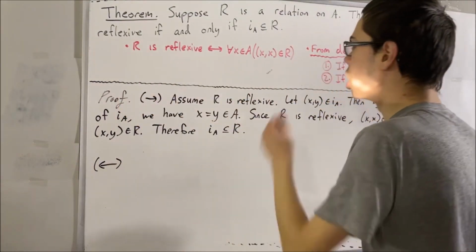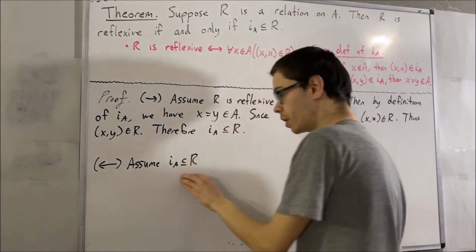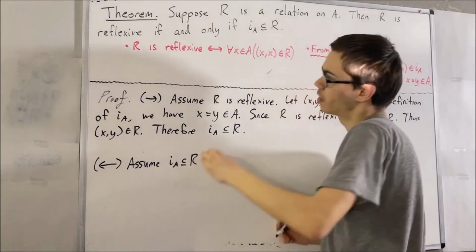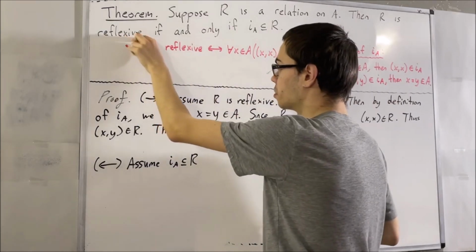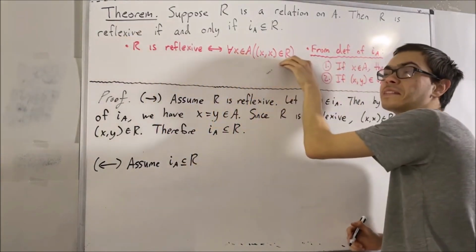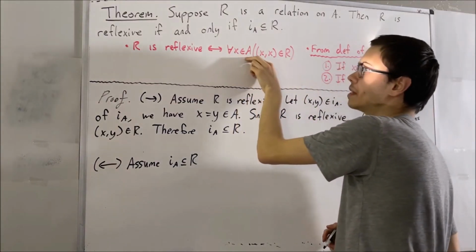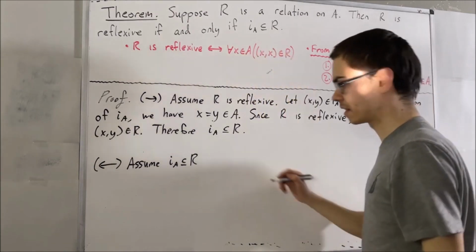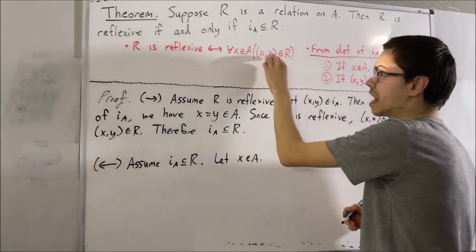To do so, assume this is true. So really, we're assuming that everything in this set is also in this set. And our whole goal is to deduce that R is reflexive, which means we want to prove that this statement is true. Now, we're trying to prove a statement about all elements in A. So give me an arbitrary element in A. I'll call it x.